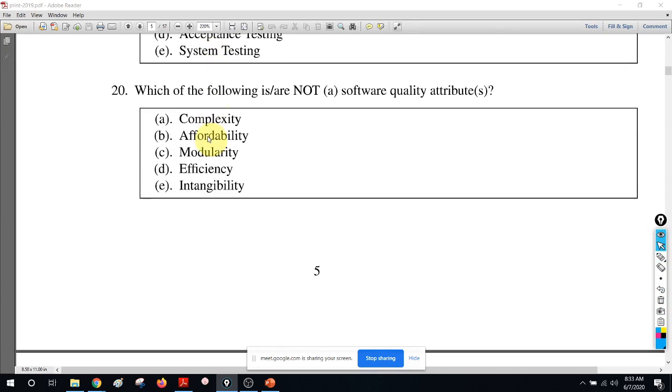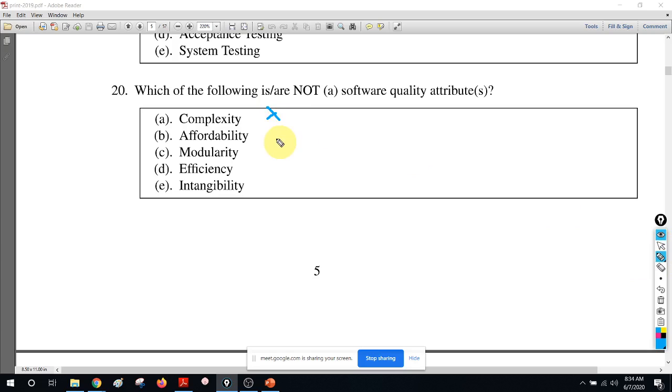20. Which of the following are not a software quality attribute? Right. Quality attribute. A. Complexity. Complexity is not a quality attribute, right? Quality attribute means performance, maintainability, right? So complexity is a bad thing actually, not a quality attribute.